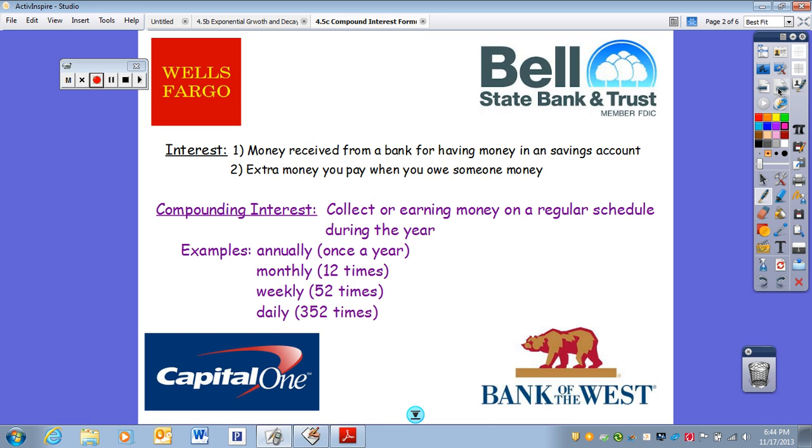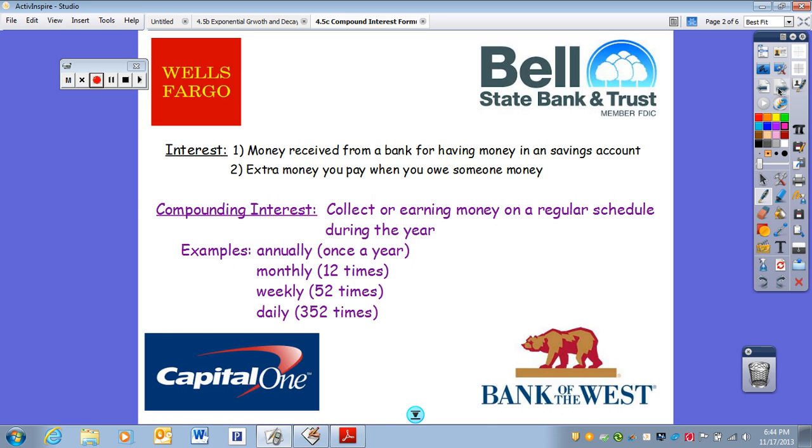Well, interest is the money that you might receive from a bank for having money in a savings account. That's one example. You could also take interest going the other direction, where it might be money you actually have to pay when you owe someone money. For example, if you are buying a house or a car and you have to take out a loan from the bank, they will give you the money if your credit is good, but then you must pay the money back with interest, which means they are asking you for extra money because they loaned you some money.